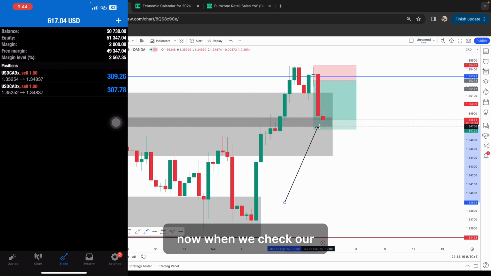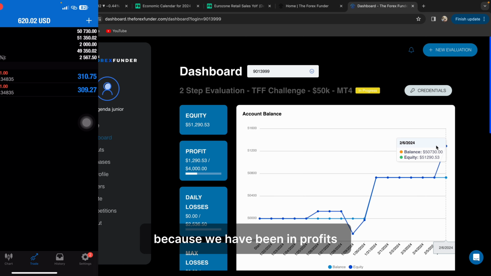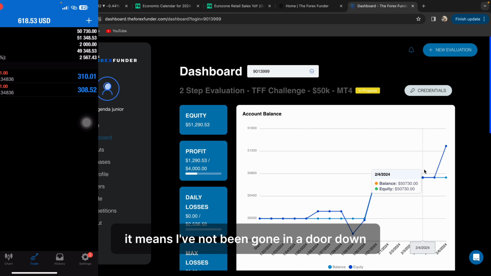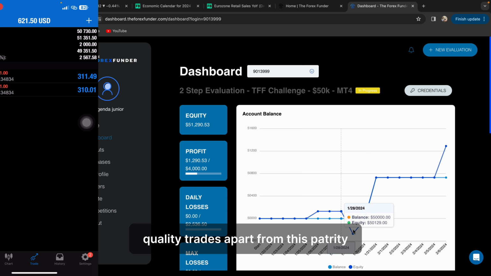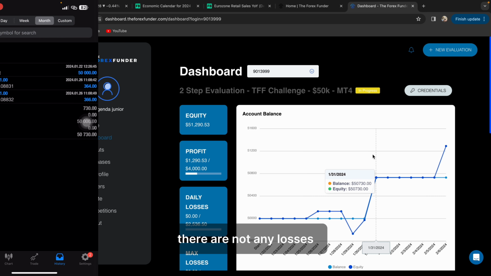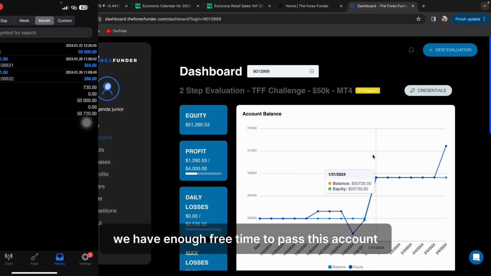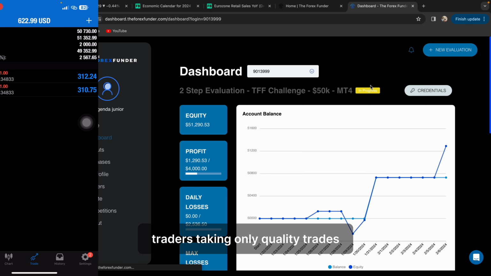Now when we check our dashboard, this is our dashboard. As you can see, MT4 50k account, we now have a spike to the upper side because we have been in profits. It means we have not been going into a drawdown. This shows you that we have to take quality trades, apart from this part right here. But obviously you have seen this account has only profits, traders. There are not any losses. As I told you, we have enough free time to pass this account, and I want us to pass this account together, traders, taking only quality trades.